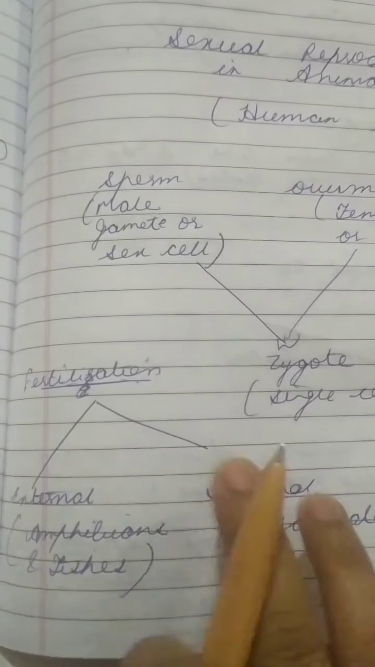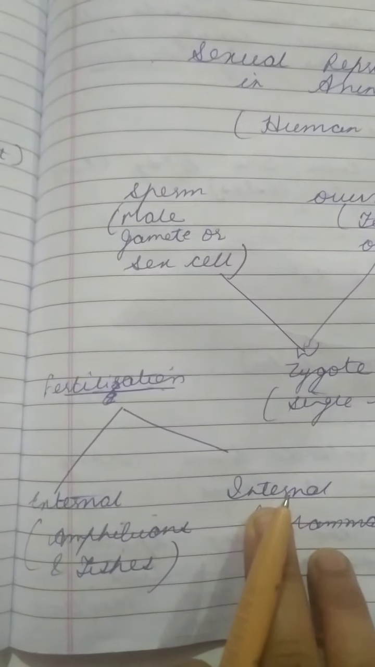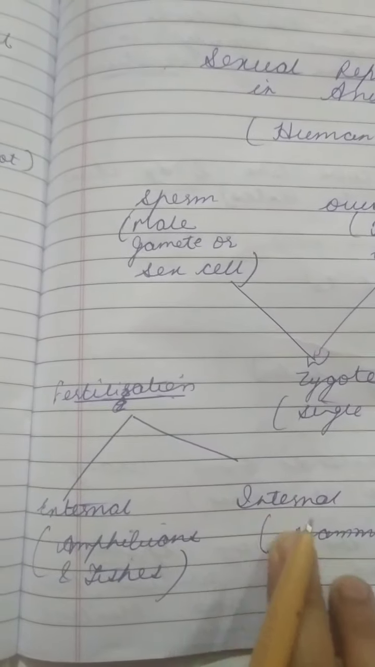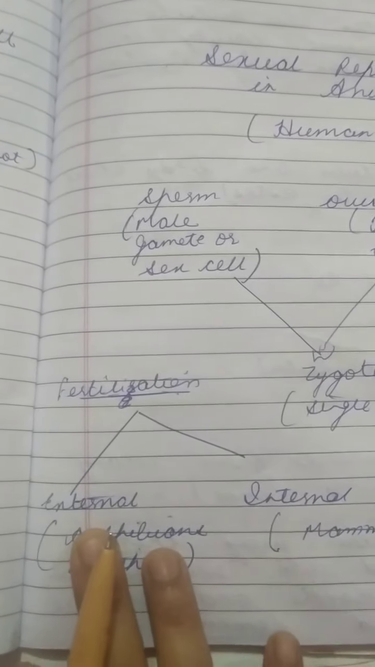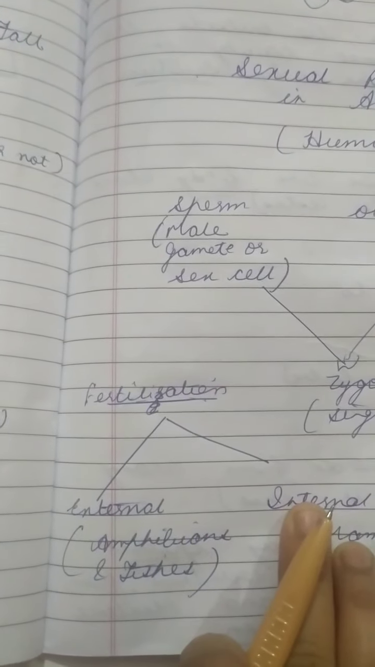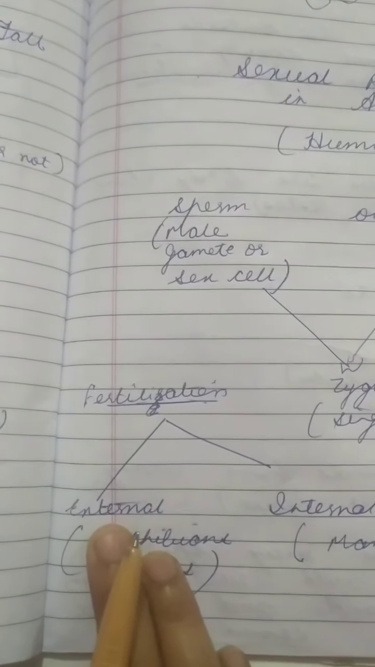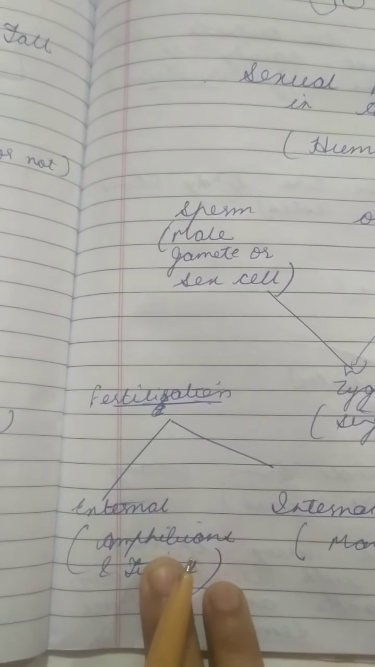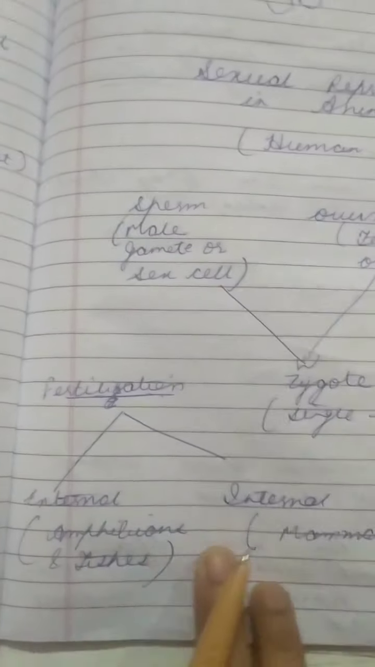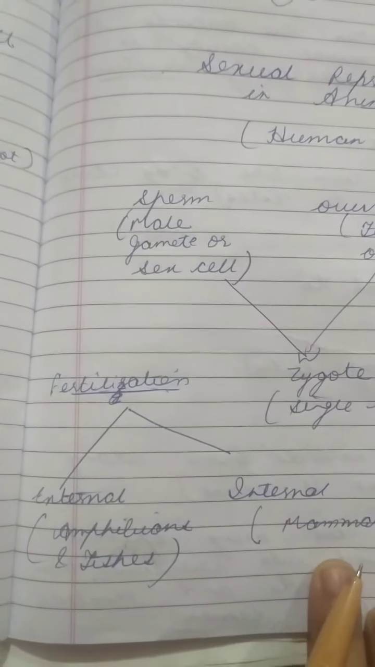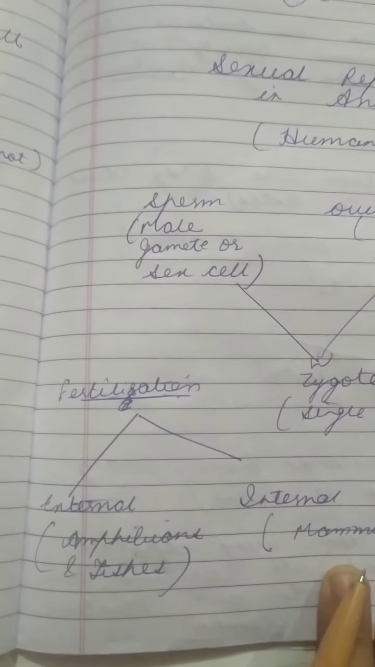And in internal fertilization, generally the fertilization occurs inside the female body. So the basic difference between external and internal fertilization is that external fertilization occurs outside the body of the female, but internal fertilization happens inside the female body.